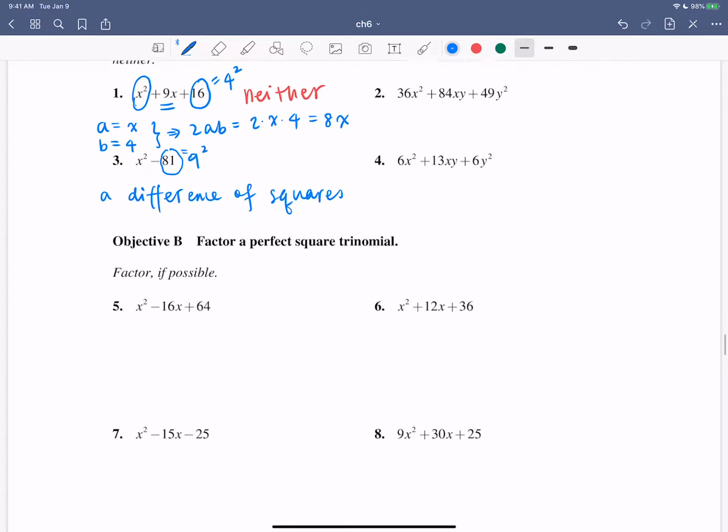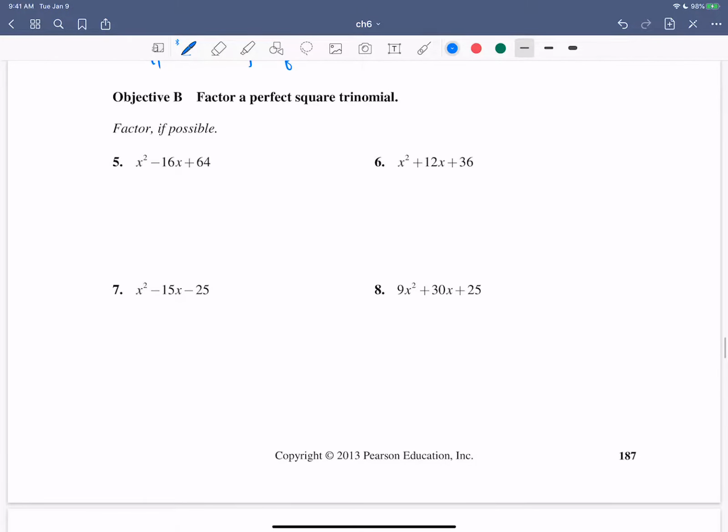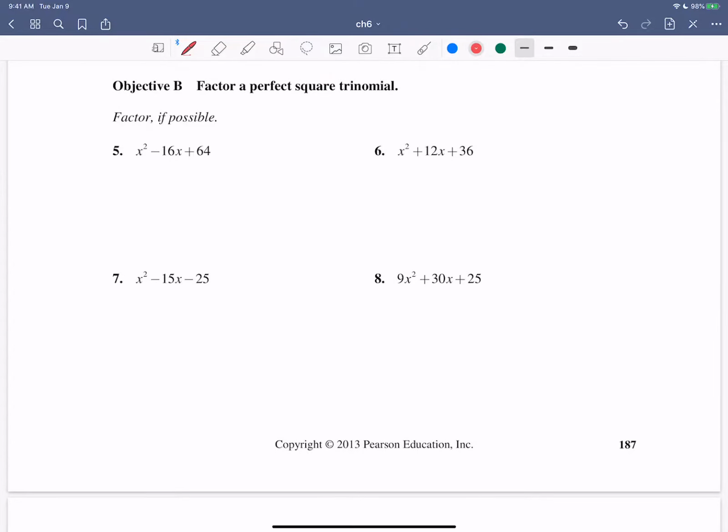Moving on to objective B. Factor a perfect square trinomial. So we have 2 formulas to remember. A squared plus 2ab plus b squared equals a plus b squared. The other one is a squared minus 2ab plus b squared equals a minus b squared. As long as your trinomial satisfies either one of these 2 forms, then we could factor into a perfect square trinomial. Looking at number 5, x squared minus 16x plus 64.